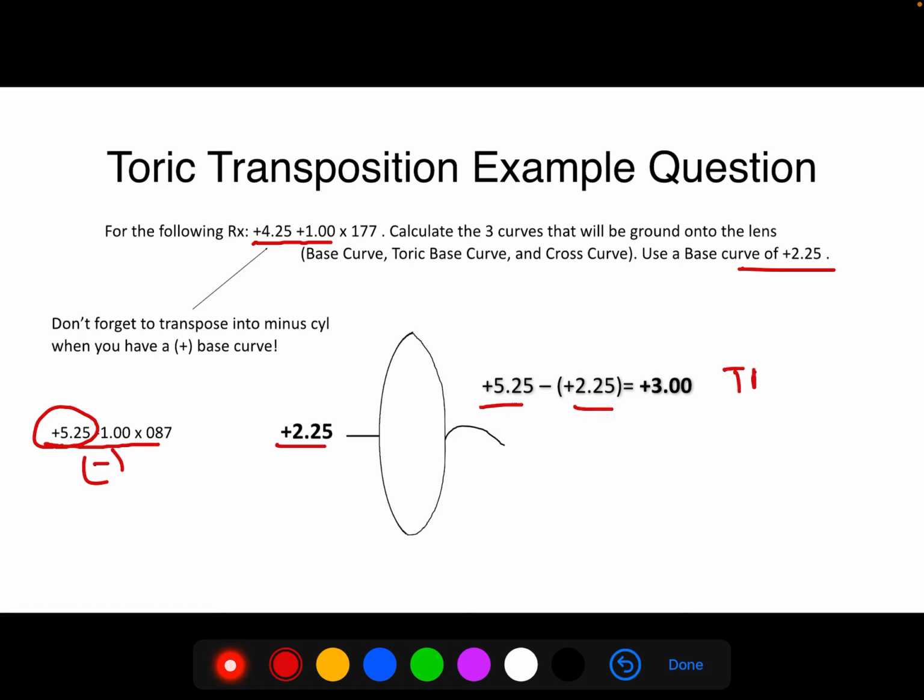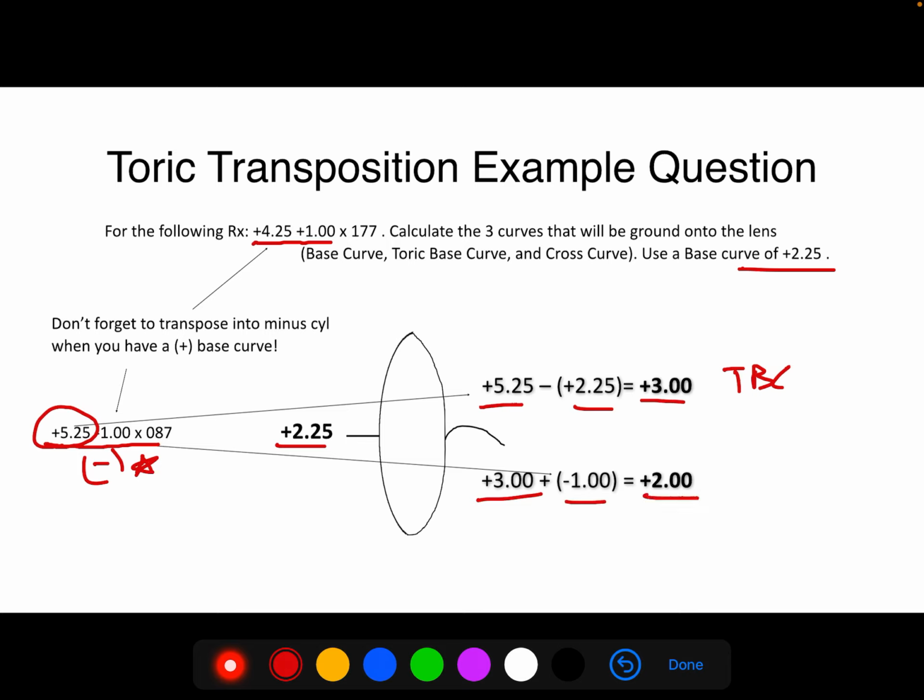And we have a toric base curve of +3. And we simply add the rest of the cylinder, again from the minus cylinder version. So we have our +3, and then we bring our -1 over. So +3 plus a -1 gives us +2 for our cross curve. So our three curves right here.